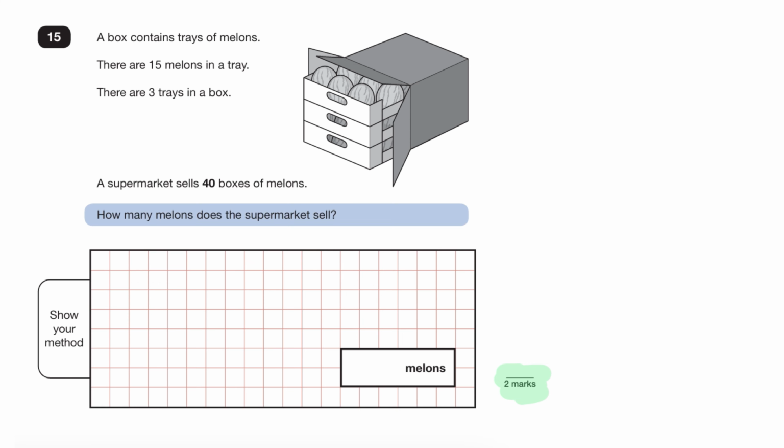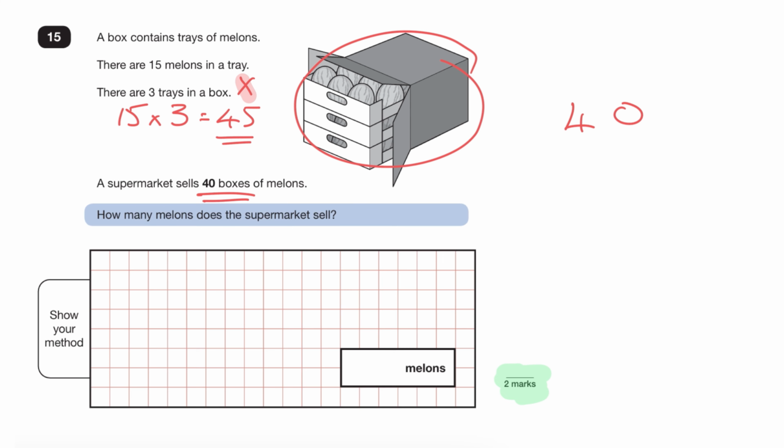So again, this bit here is just a multiplication. And also, so is this. So we've got 2. So 15 in a tray, 3 trays in a box. So 15 times 3 is 45. So straight away, we know in this box, there are 45 melons. And again, it sells 40 boxes. So all we need to do is 40 times 45 to get the mark. And again, much like the last question that we looked at, it's spotting that this is a long multiplication. And we need to make sure that this placeholding 0 allows us to structure the question properly.